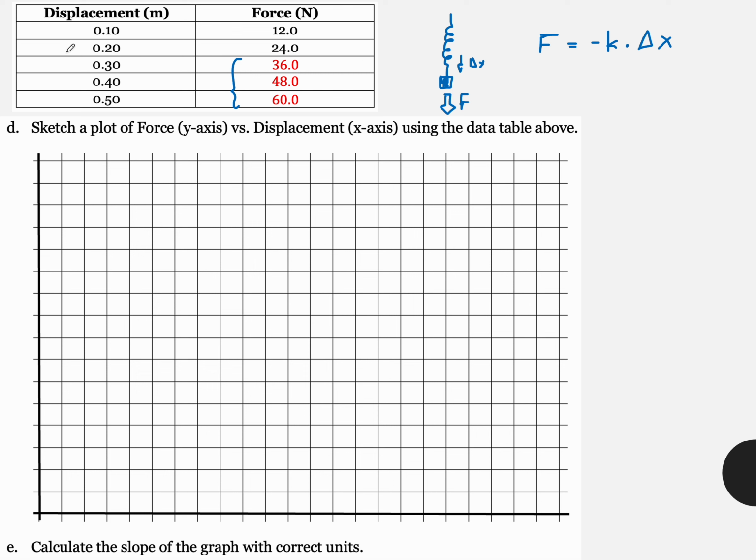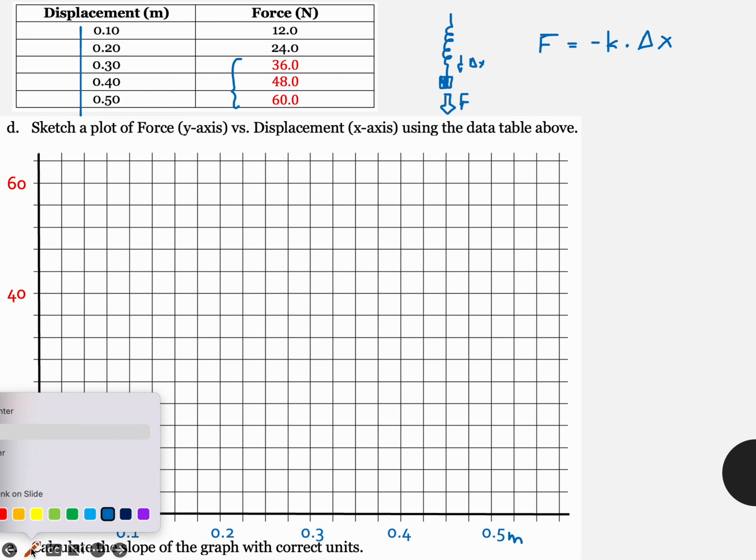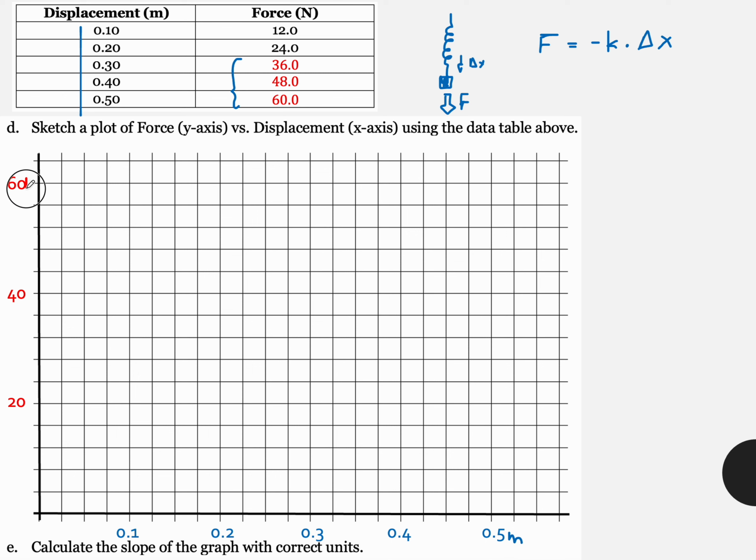Our displacement goes from 0 to 0.5. So I'm going to spread those out here. These are in meters. And our force goes from 0 to 60. So I'm going to work on that as well. And this is in newtons. And I'm going to go every unit here is going to be 4 newtons. If we graph our data, 0.1 is 12 newtons. That's going to be exactly right here on this line. 0.2, whoops, going backwards. 0.2 is 24.